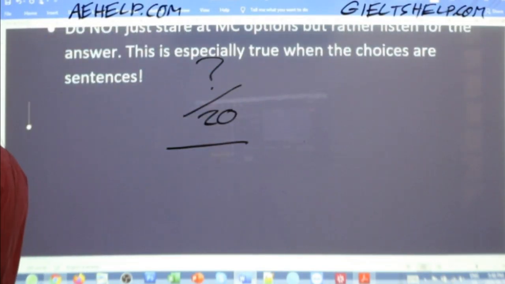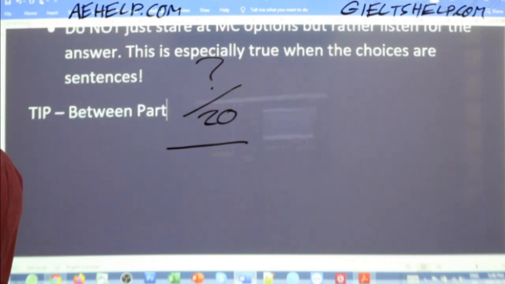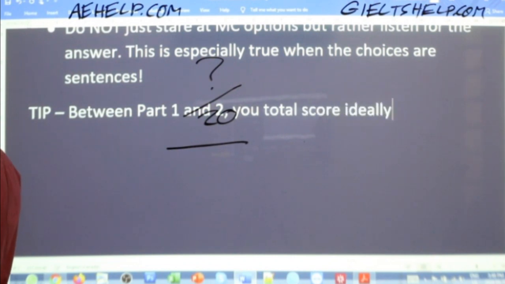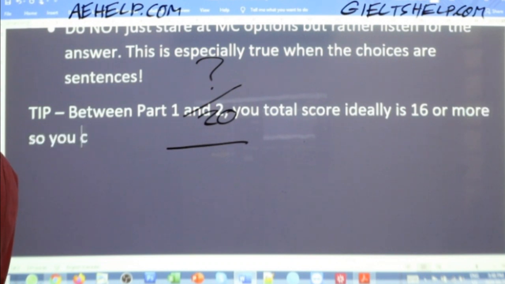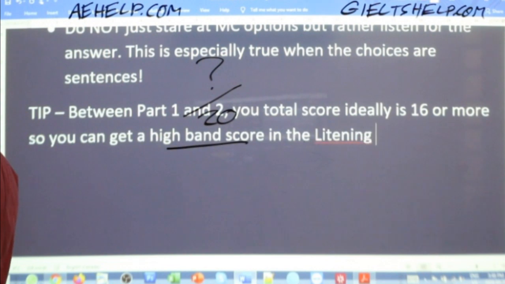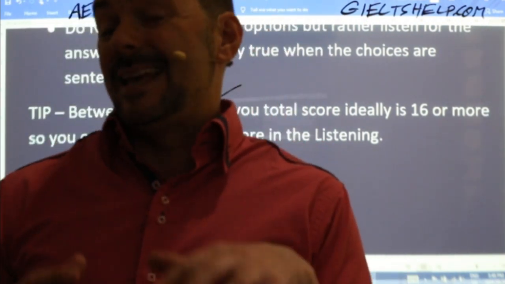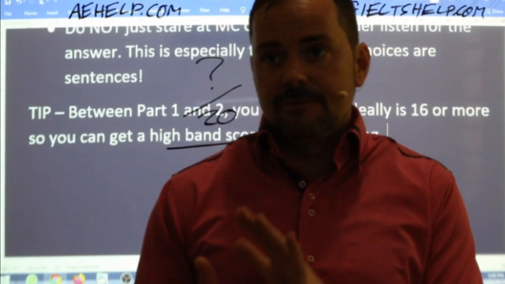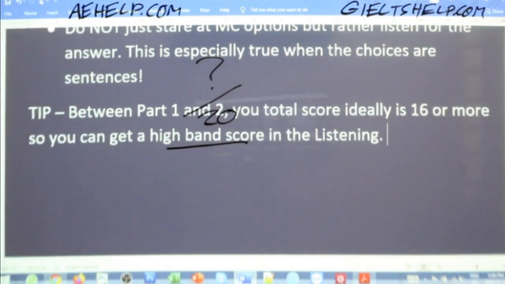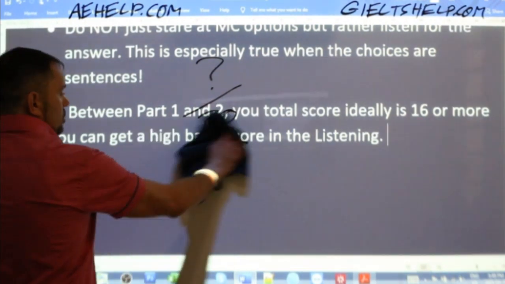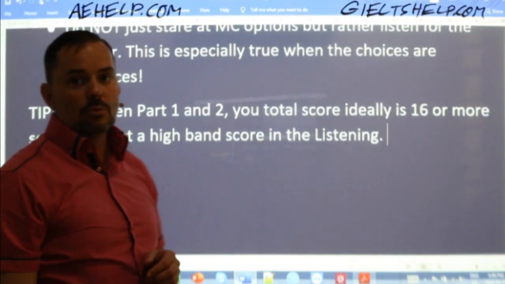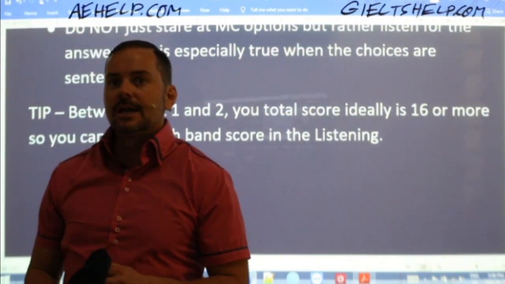Students, between part 1 and 2, so try to keep this in mind. So here's another tip for today. Between part 1 and 2, your total score, ideally, is 16 or more. So you can get a high band score in the listening. Definitely students lose more in parts 3 and 4, okay? So if you lose 4 or 5 in part 1 and 2, those students usually lose 10 out of 20 on parts 3 and 4. So be careful with that, okay? So you don't want to lose more than 4, maximum 5. That's really stretching it for part 1 and 2, okay? So pay attention to that. If you're losing more than 4 or 5 there, then you definitely need to be more careful, okay?